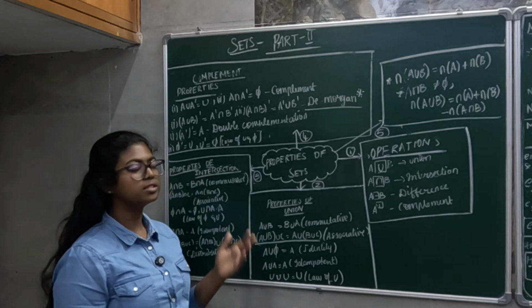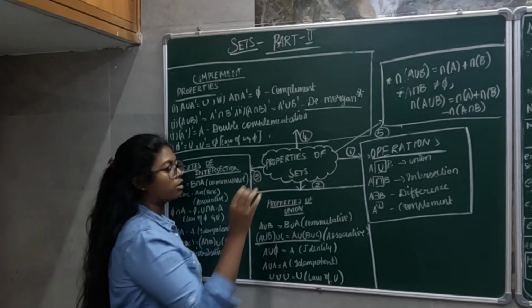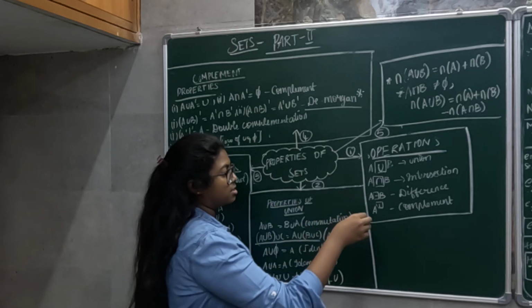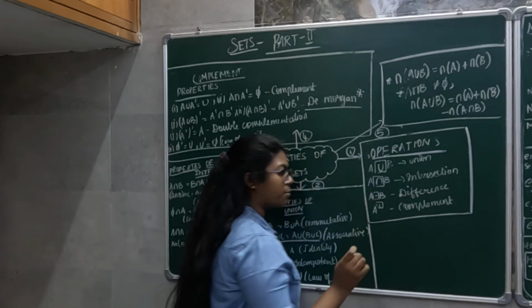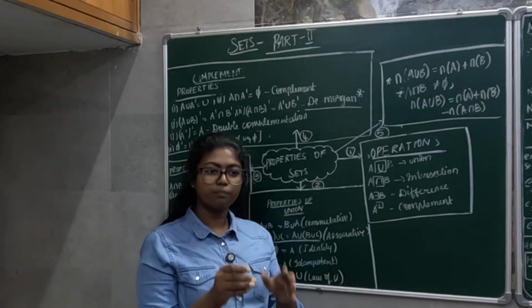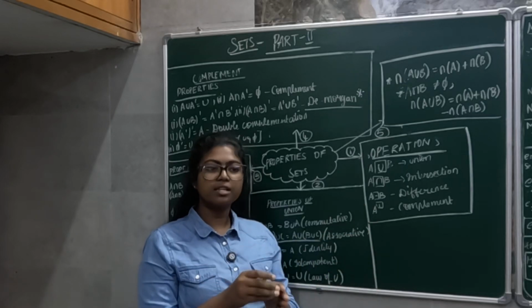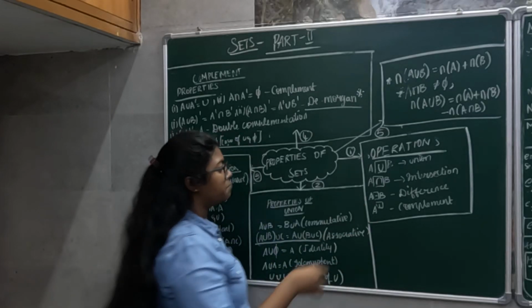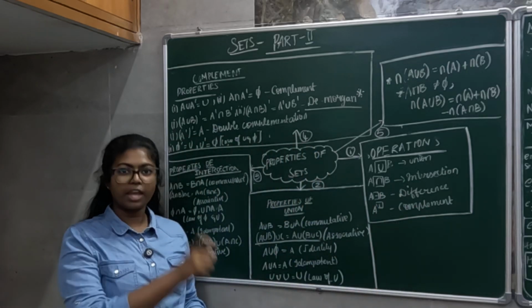So today we're gonna see the part 2 of sets. Today, properties of sets. First, operations. Operations we have union, intersection, difference and complement. Union means we are adding both, like set A and set B together are known as A union B, and A intersection B means the common points of A and B.